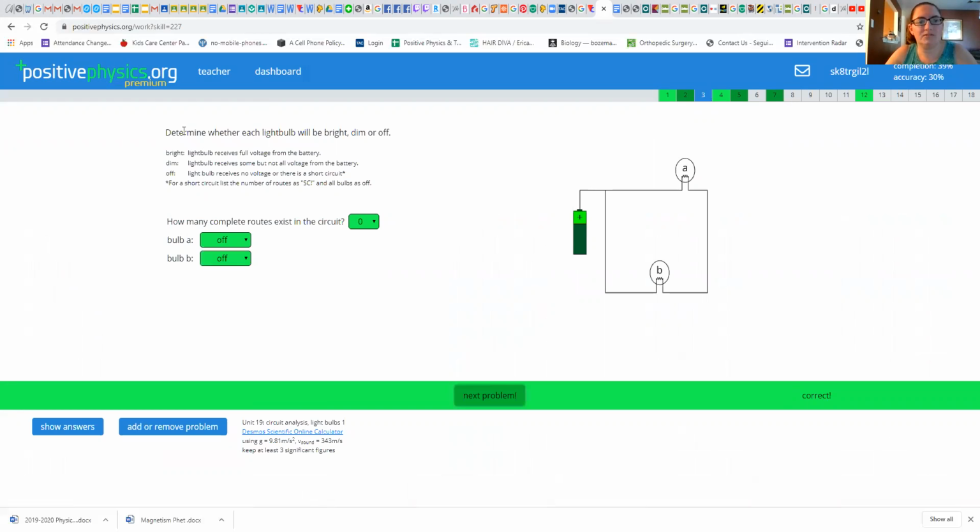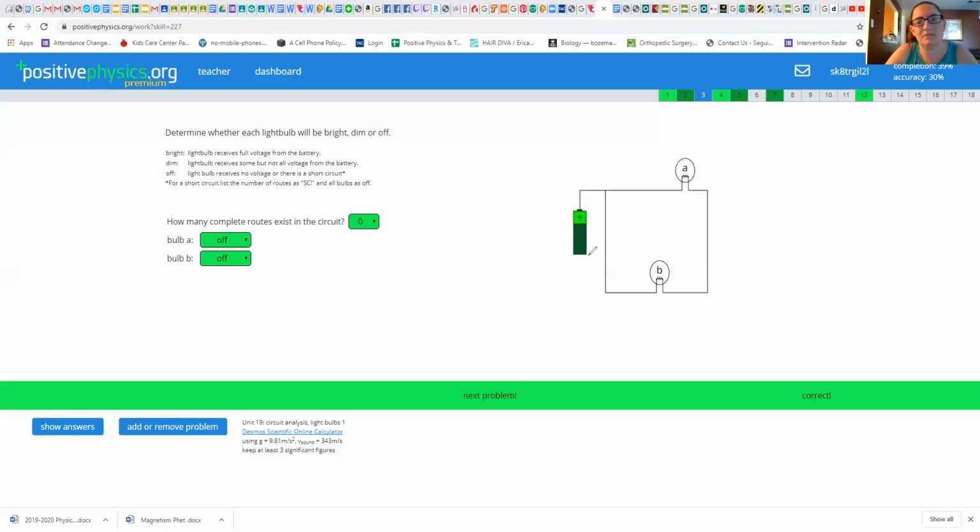So question 3 says determine whether each light bulb will be bright, dim, or off. And so what's going on with this is that the battery only has one connection. It has something coming out of the positive side, but nothing's coming in through the negative side. So all circuits have to have a full connection to the battery. And by full, I mean it has to connect to the positive and the negative side. So this circuit has a connection to the positive side and goes around and does this loop, but doesn't come back over here. So this one is actually how many complete routes exist in the circuit?